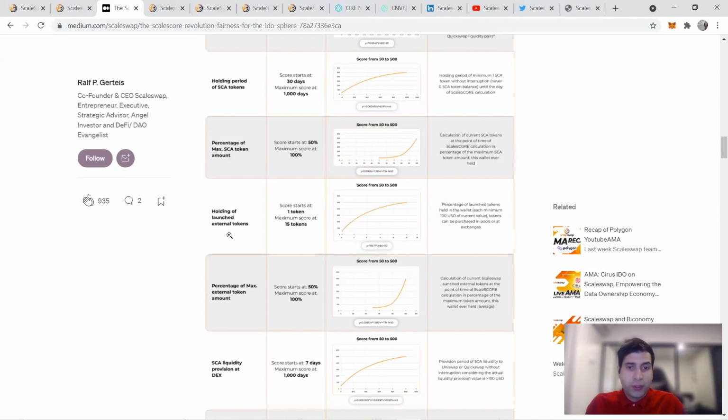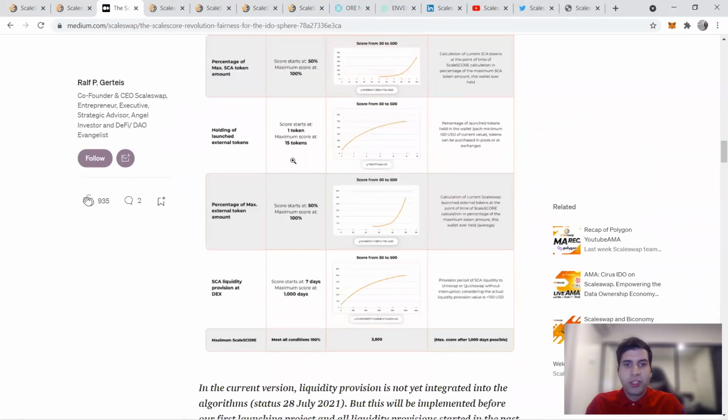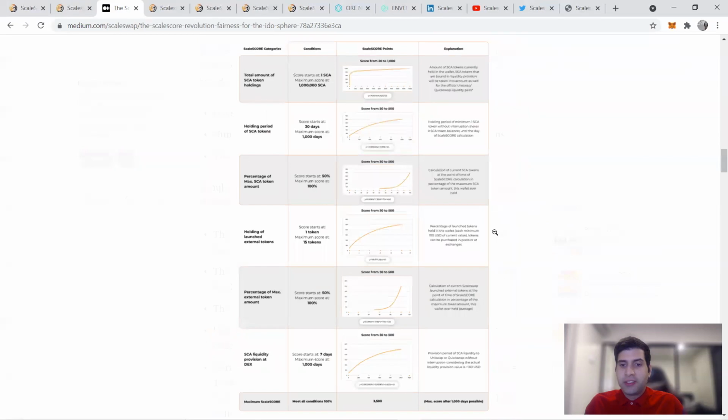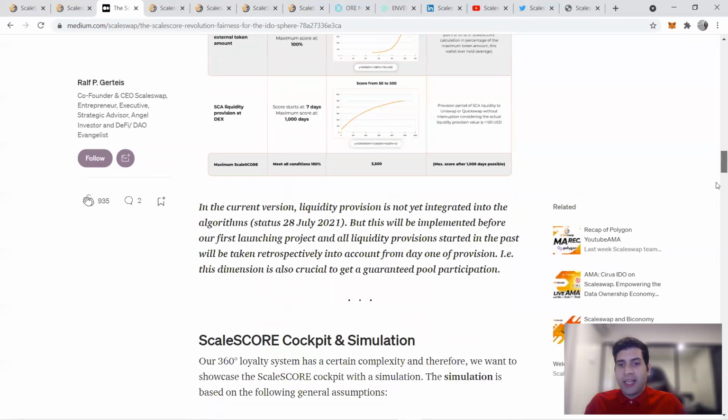Then there's holding of launched external tokens. They're encouraging people to hodl the projects that have been launched, from 1 token to 15 tokens, with a score of 50 to 500, and the percentage of maximum tokens that they've held. It's the same concept as the SCA token, but this is more for the external projects. Again, 50 to 100. And the last part is liquidity. Providing liquidity of $100 or more for the pair, from 7 days to 1,000 days, gives you the liquidity score. The maximum score you can have is 3,500, and that's after 1,000 days.